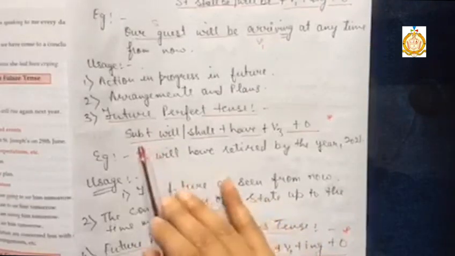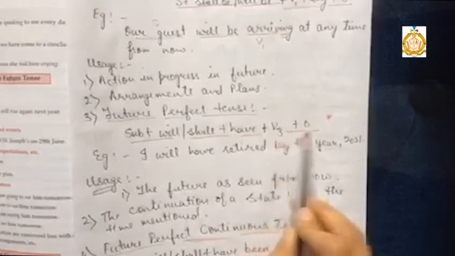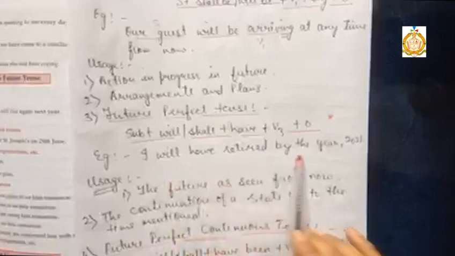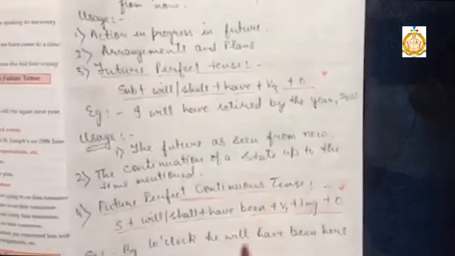Future perfect tense. Its formation is subject plus will/shall plus have plus verb's third form plus object. For example, I will have retired by year 2021. Where is this tense used?